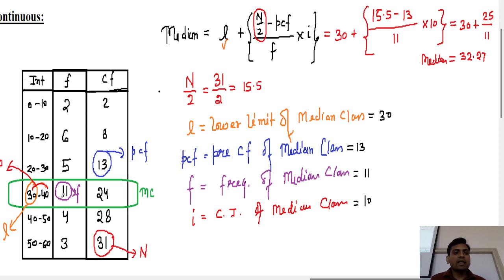So that's why this class is considered as the median class. And in this median class, the first value L is the lower limit of the interval, 30, and next is PCF. PCF stands for pre-cumulative frequency of the median class. So this is your median class, and this is the previous cumulative frequency, 13. And next is F. F is the frequency of the median class. That's why this is 11, and I is the interval. And then we will put it into the formula. Clear? So this is the whole concept of median. Done? Clear?